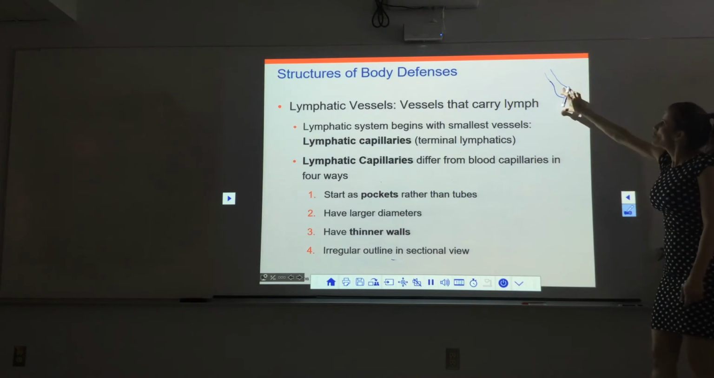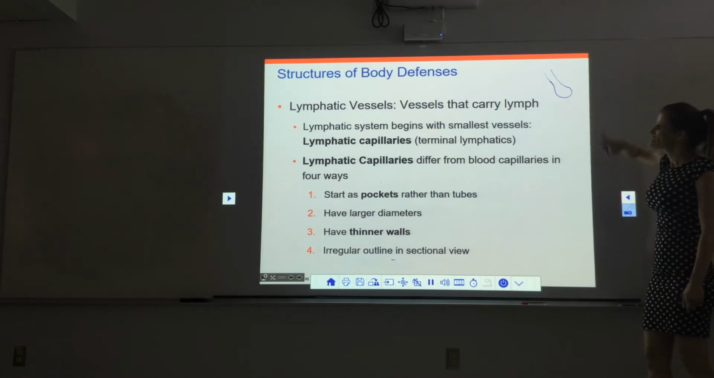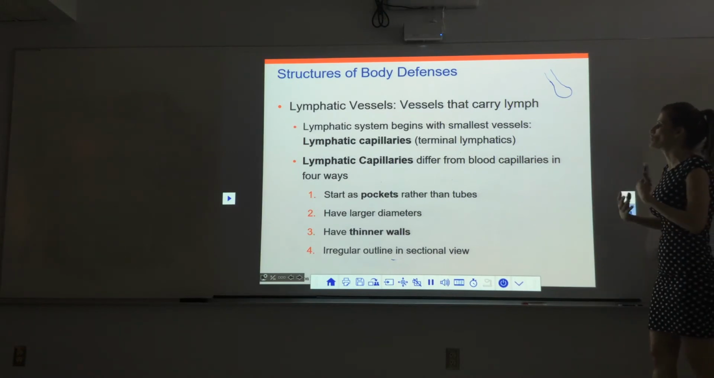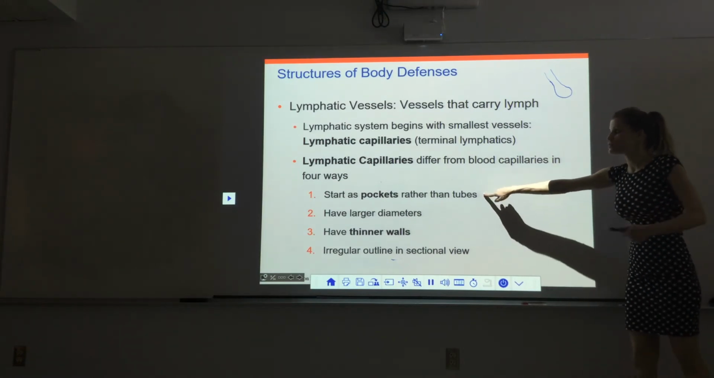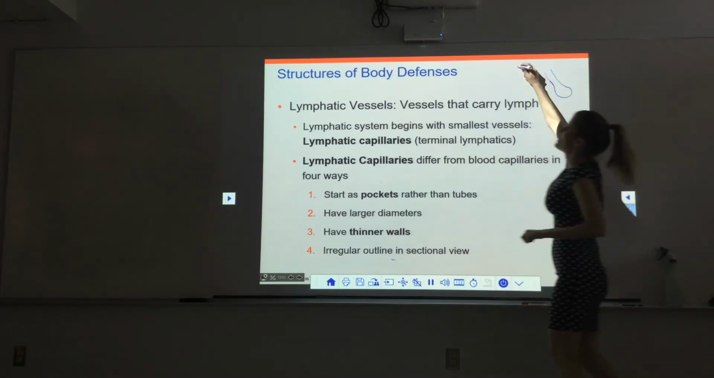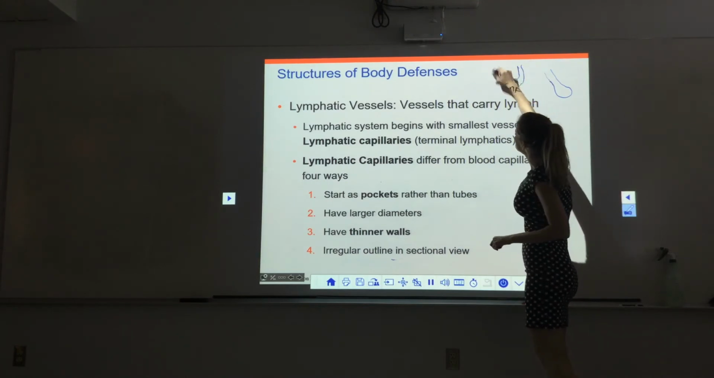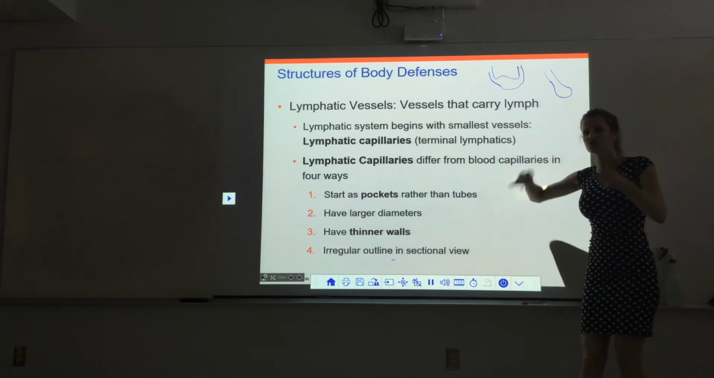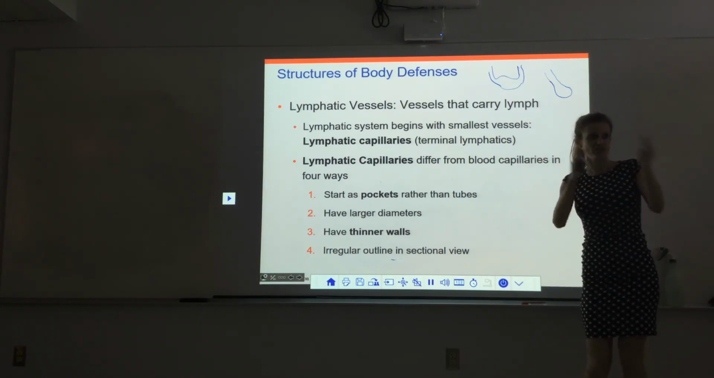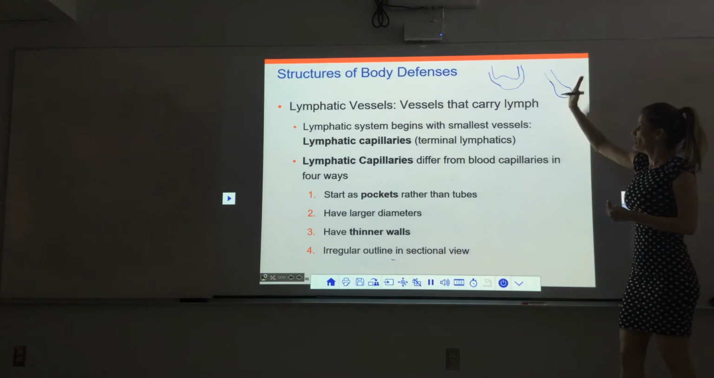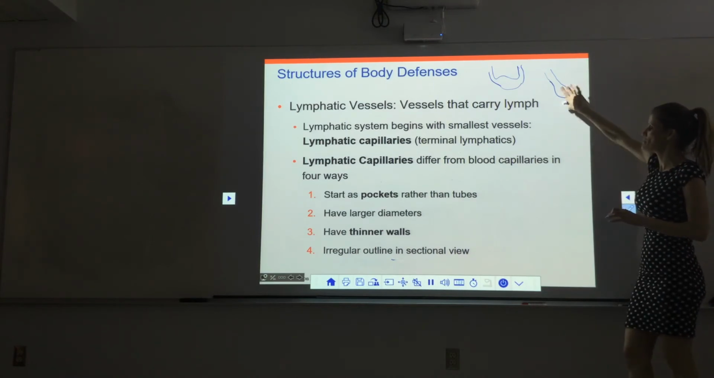So when we look at our lymphatic vessels and lymphatic capillaries, we see that they're different from blood vessels in a few different ways. One, we just mentioned, they start as pockets, not as tubes. When we look at blood, we have an arteriole, then we have our capillary bed, and then we have the venule. There's no end. Again, we call it the circulatory system because it's a circuit. There is no end to it. It goes around and around and around. The lymphatic vessels start as these terminal pockets. And this is how they begin.